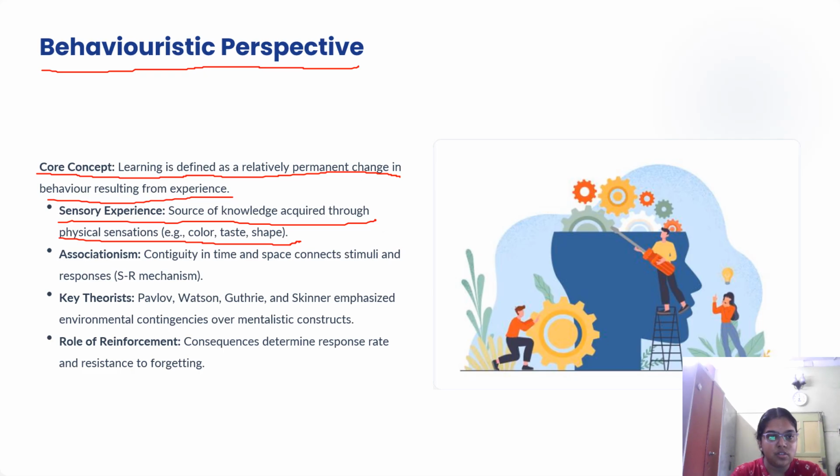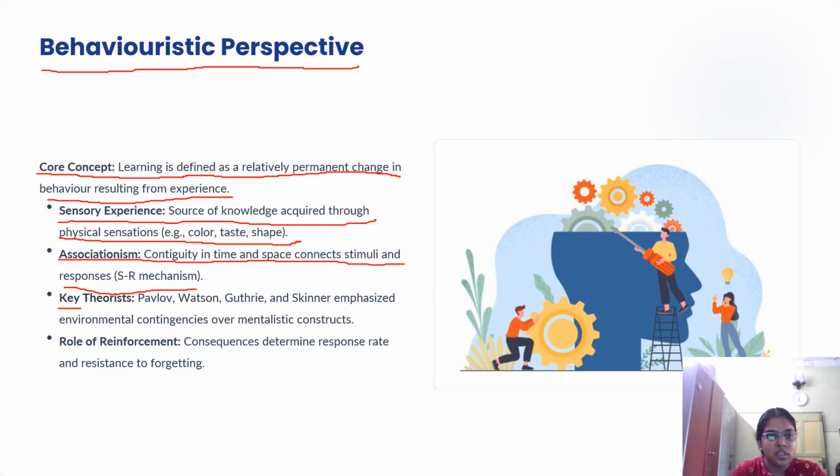Next is associationism: contiguity in time and space connects stimuli and responses, the SR mechanism. What is associationism? Associationism is contiguity in time and space, which connects stimulus and responses. This is the SR mechanism, the SR bond.